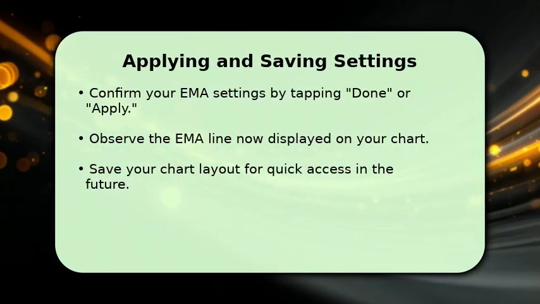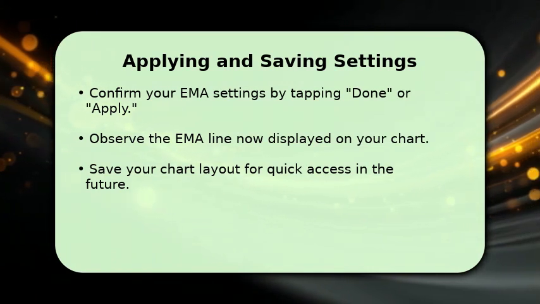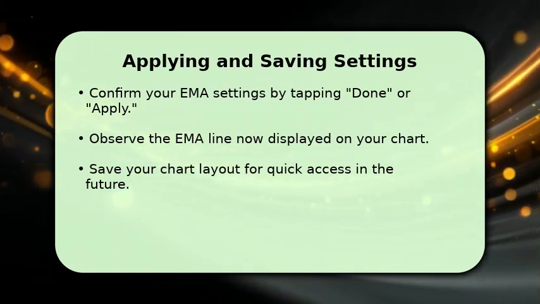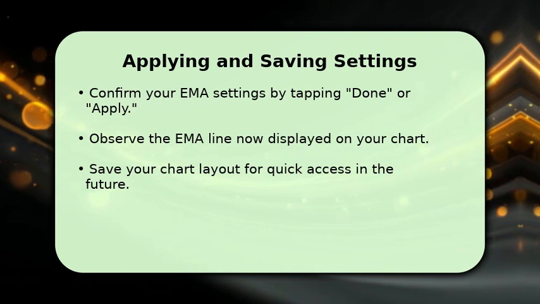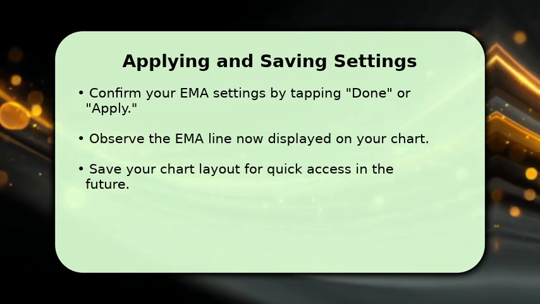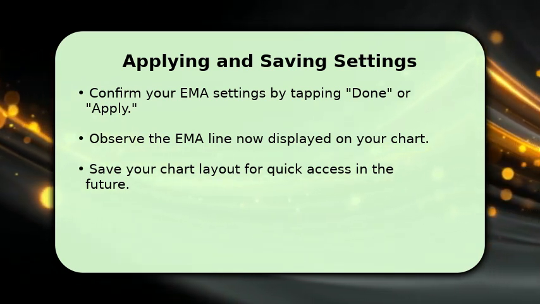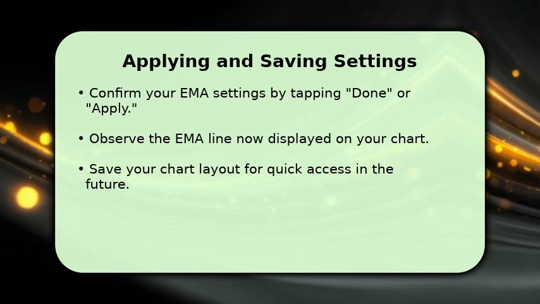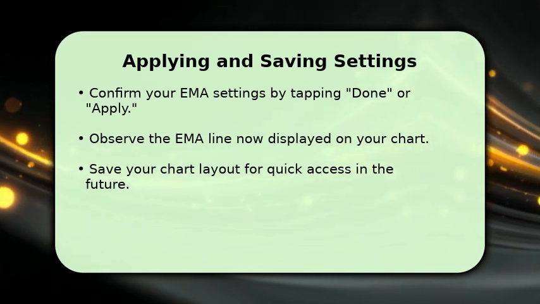After customizing your EMA, tap the Done or Apply button to implement the changes. You should immediately see the Exponential Moving Average line appear on your stock chart, reflecting your chosen period and visual settings. Take a moment to ensure it looks as expected.